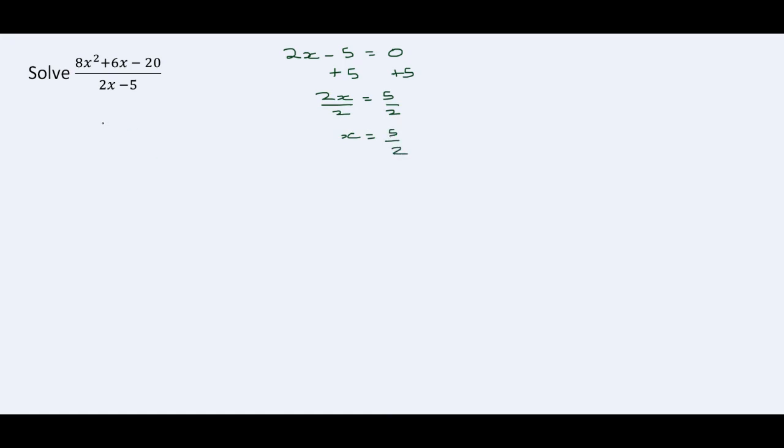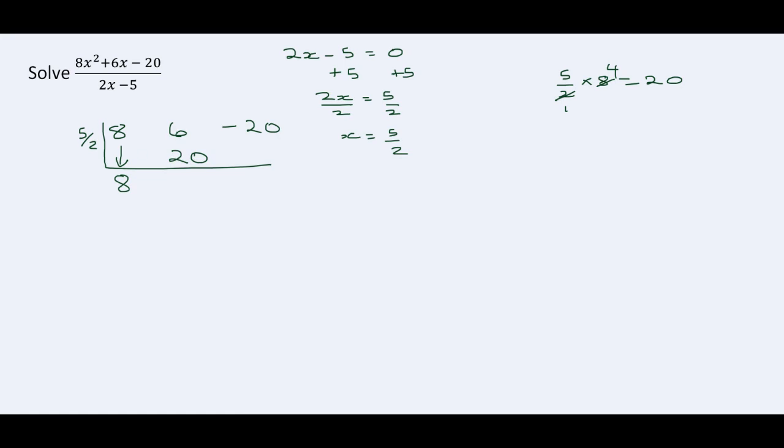So now let's start our synthetic division. So we have 5 over 2 as our divisor. We have 8, 6, minus 20. We're going to bring down the 8. So 5 over 2 multiplied by 8. That should give us, cross this out, you have 20. So that's going to give us 20 here.